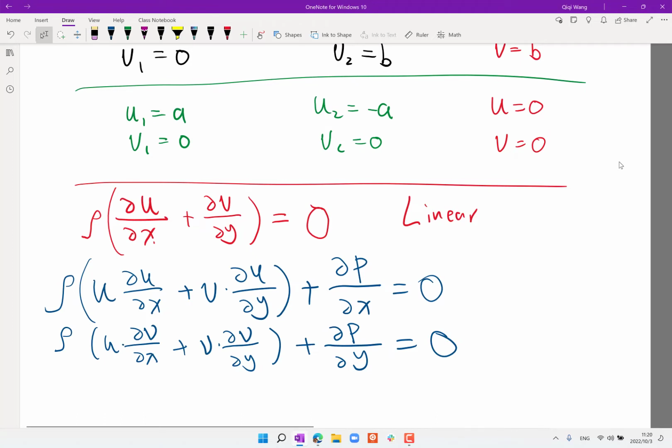Just like y equal to x squared is not a linear equation. If you have one set of solutions satisfying y equal to x squared, y equal to 1, x equal to 1, another solution y equal to 4, x equal to 2, you add them together, y would be equal to 5, x would be equal to 3. It doesn't satisfy anymore, right? So this is not a linear equation.